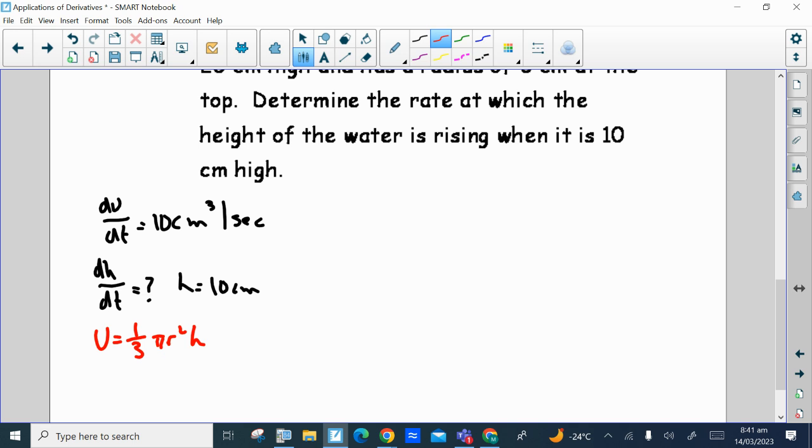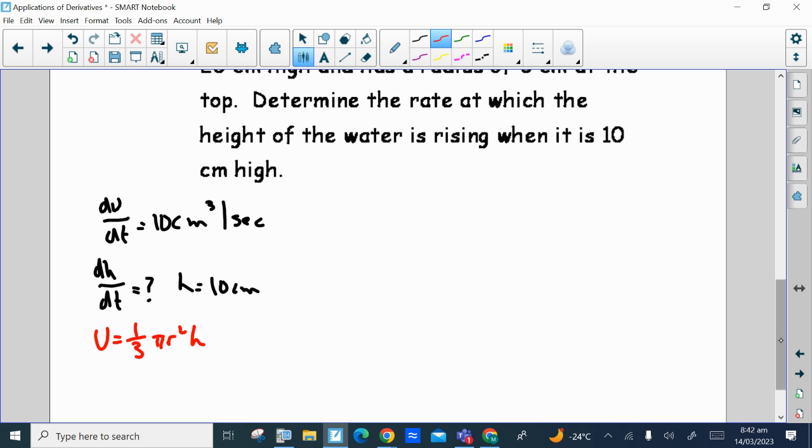So if we were to differentiate this equation as it stands right now, we would have to use the product rule, because the pi r squared would be the first factor, h would be the second factor. You'd have to use the product rule to differentiate that, and you'd also have r and dr by dt in there, which we can't have because we're not given any information about dr by dt. We're not asked to find it. So we need to do something to eliminate that variable r from our equation.